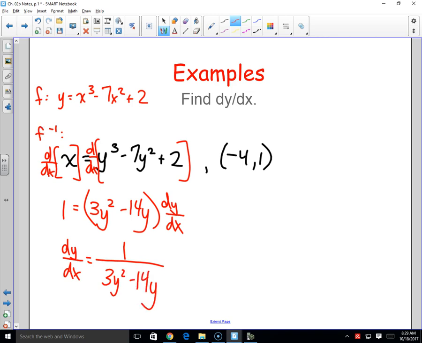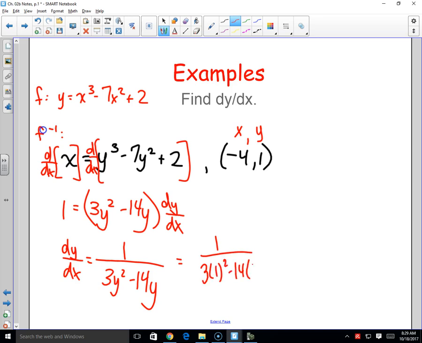Now, they already switched it, so the point they gave to you is the x that corresponds with the x and the y that corresponds with the y. So who am I plugging in? The 1. Because the y is who I need. So it'll be 1 over.